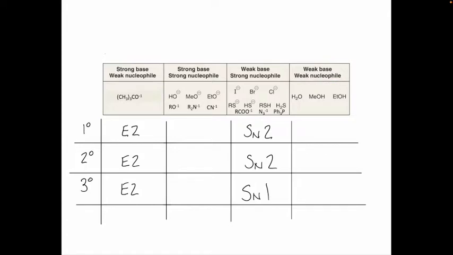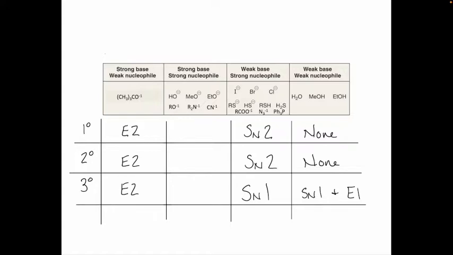Weak nucleophiles and weak bases. These don't do anything to primary or secondary carbons, but if you have a tertiary carbon, you're going to get an even mixture of Sn1 and E1 reactions. So you get both the substitution and the elimination product in pretty much a 50-50 mixture. There's not one that we declare as the major product.